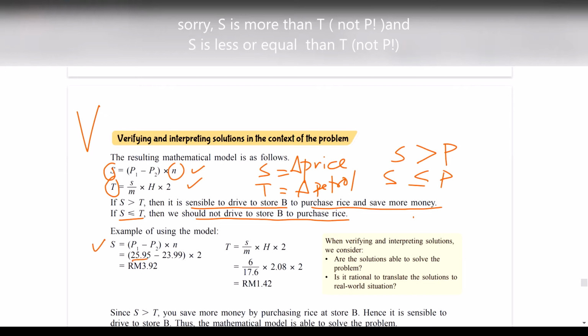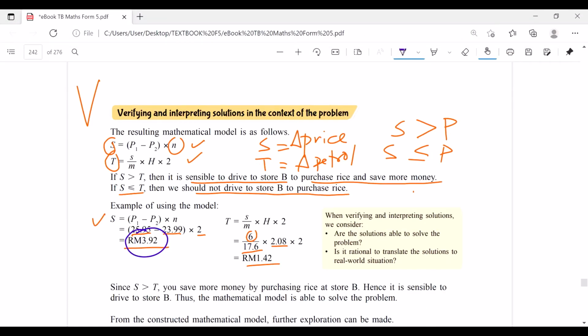Okay, for example, you calculate this one. This is store A minus store B, you times 2, you get this one. And then the petrol, it's 6 kilometer over 17.6, the petrol consumption, times the cost of petrol, then you get this one. 3.92 is more than 1.42. So it's sensible to drive to store B.